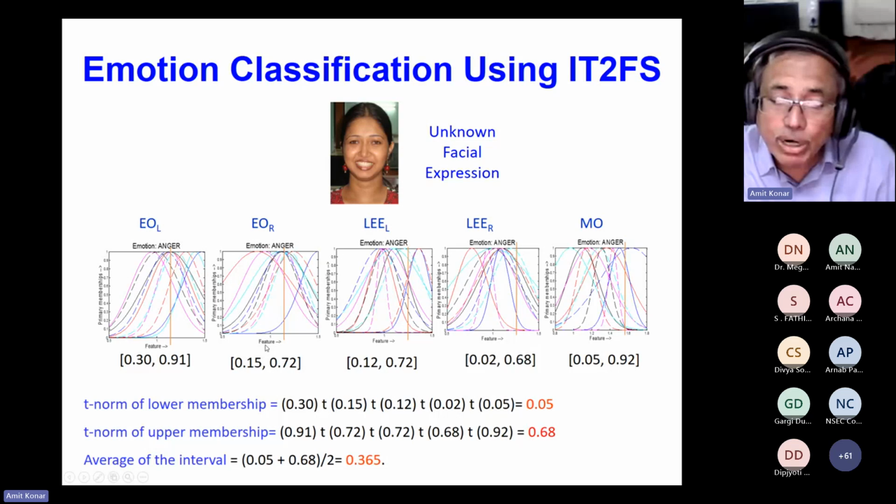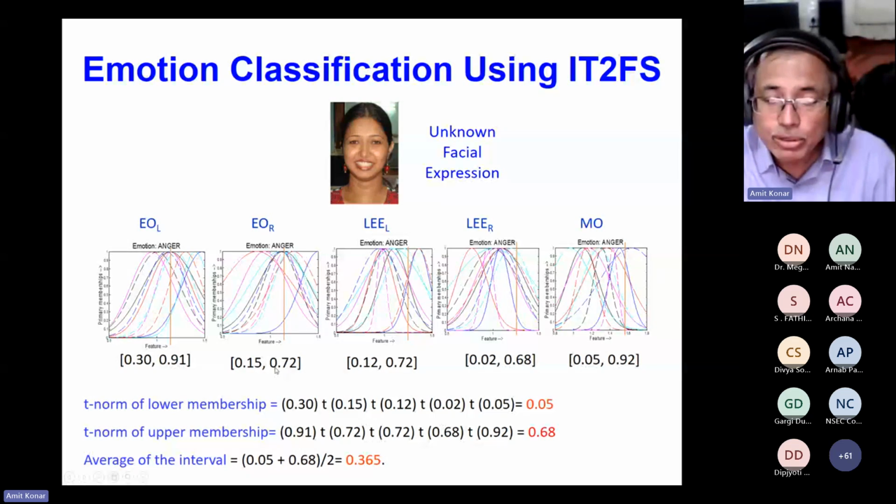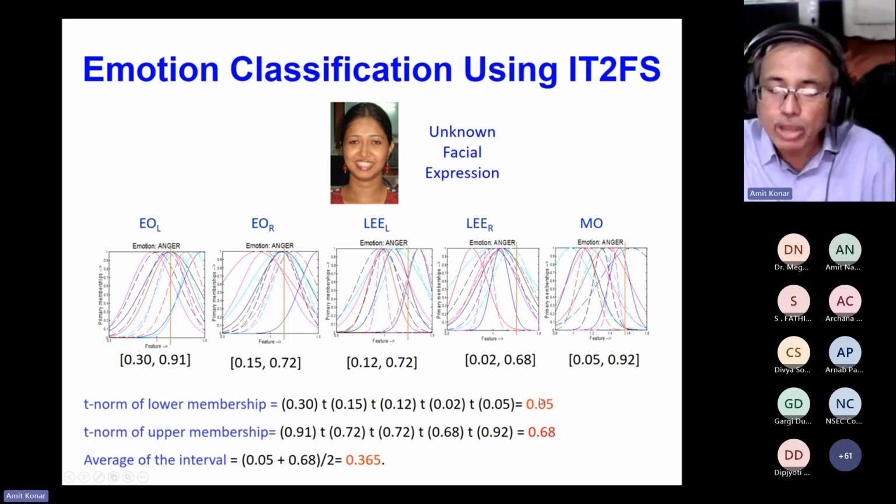So the joint occurrence membership is 0.05. That is the AND operation of the lower bounds of all. Similarly, AND operations of the upper bounds of all represent the highest degree that the eye opening left happens. That is 0.91, here 0.72, and their joint occurrence minimum is 0.68. Now we take the average of this, called the average of the interval, which is 0.365. That means the person's emotion is happy is true to a degree of 0.365.